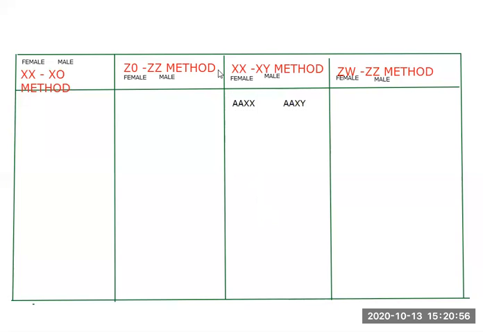We should take the gametes here. I'm taking the gametes. Female gametes: AX, AX. Male gametes: AX, AY. Now, let's make a small box here for them.